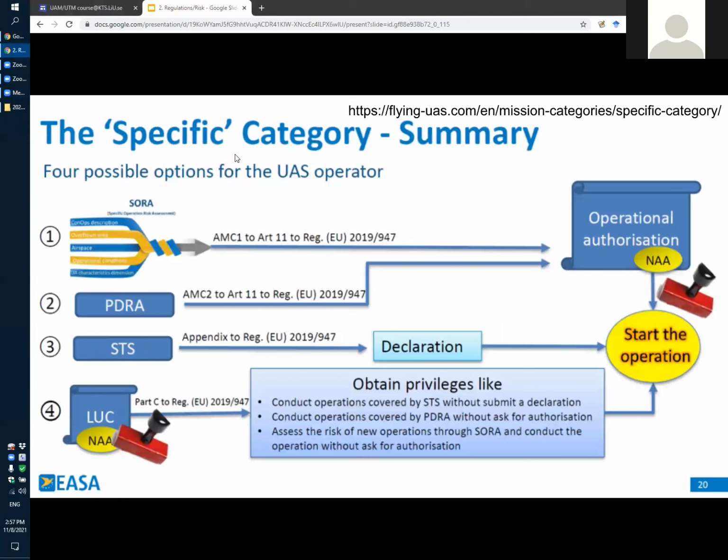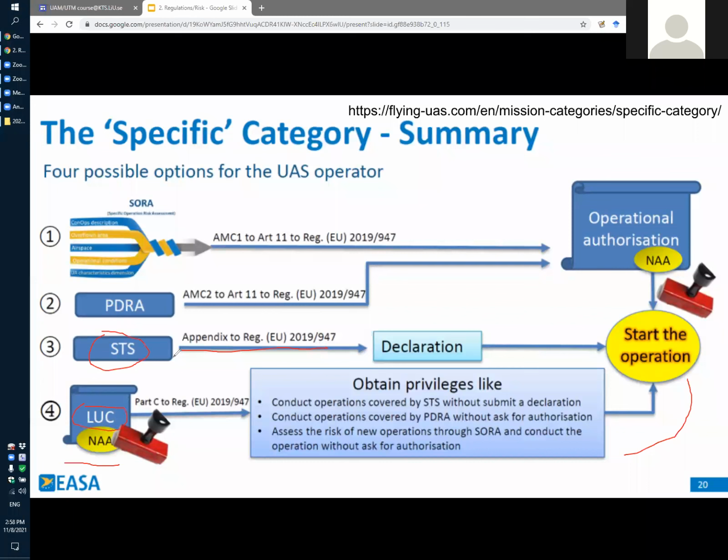But still, staying with the regulations, there are several ways in which you can get approval. And I will go bottom up. You can get something called a Light UAS certificate. If you are so good that you can prove to the authority that you can do operations safely, then you can just go and start operation if you get this certificate, the Light UAS certificate. If you are not, then you can do something called standard scenarios.